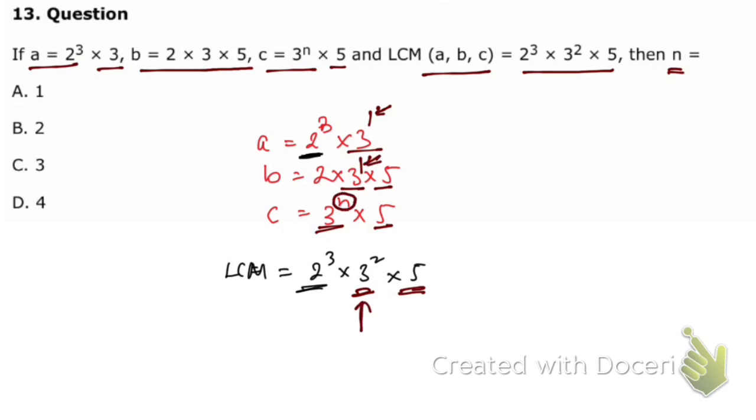Then only we're going to get 3 to the power 2, because in the LCM we take the highest power of 3. But here we have 3 to the power 1 only, so the only possible thing is that this is 3 to the power 2. Otherwise we cannot write 3 to the power 2, because the others have only 1. So the last option, n is equal to 2, is the correct option. B is the correct option, so its value is 2.